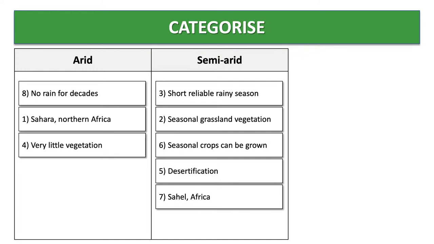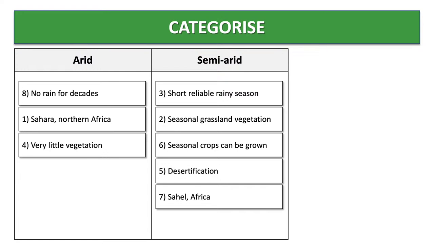Okay, and we should know that desertification is a real problem in these areas. It's a process of the grasslands turning into desert, and that's caused by all sorts of things: overpopulation, climate change, overgrazing, for example, deforestation, overcultivation, and they all end up with soil erosion.